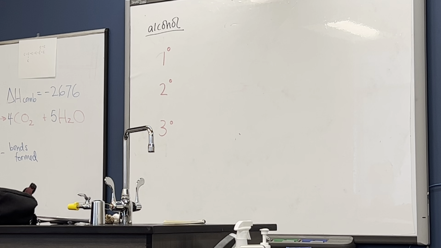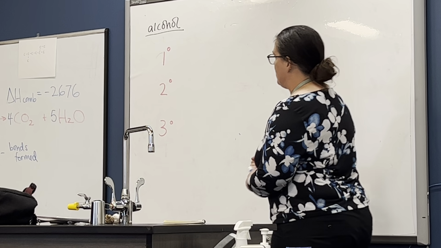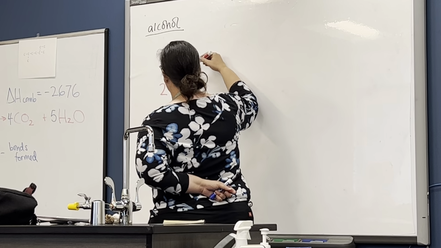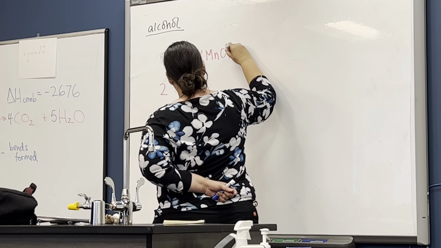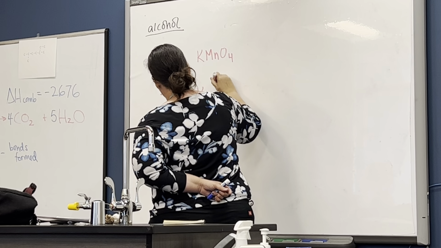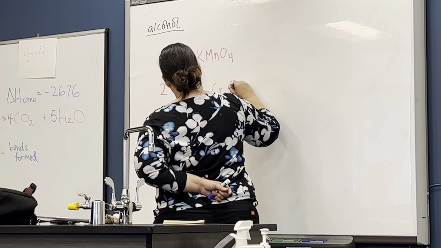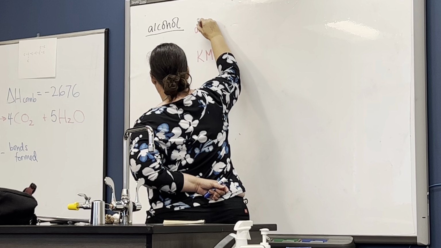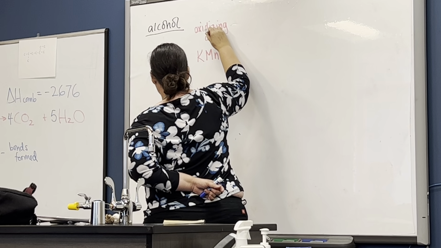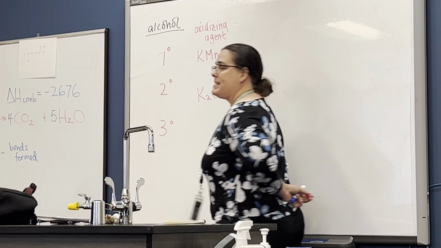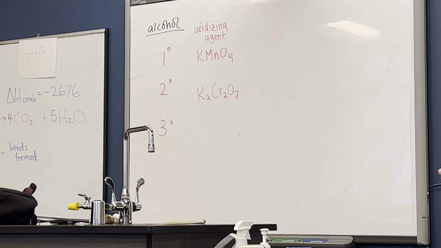We classified alcohols as primary, secondary, and tertiary. And instead of lighting this stuff on fire, what I'm going to do is add an oxidizing agent. The oxidizing agents that I'm going to use are potassium permanganate and potassium dichromate. So instead of using oxygen as the thing that is adding oxygen, I'm going to use a chemical.